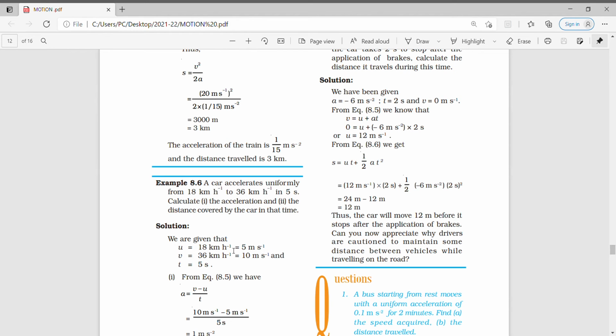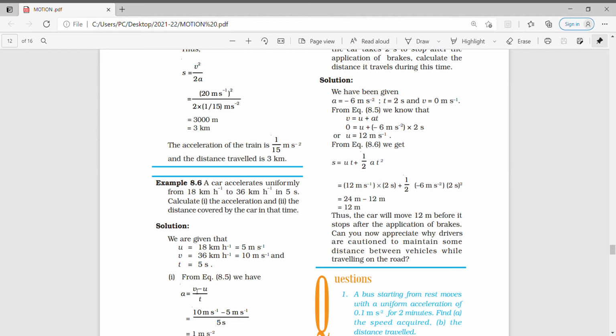So 18 into 5 by 18, we will be getting 5 meter per second. And similarly, the final velocity 36 is also converted to meter per second. 36 multiplied with 5 divided by 18, we get 10 meter per second. And time is 5 seconds.